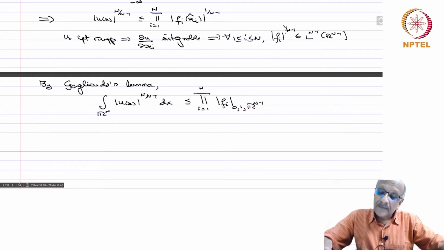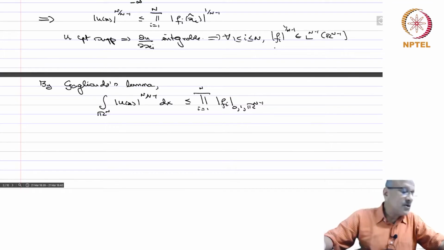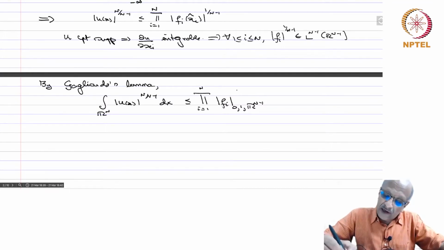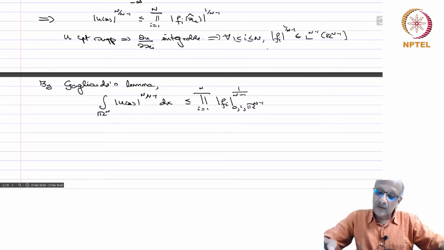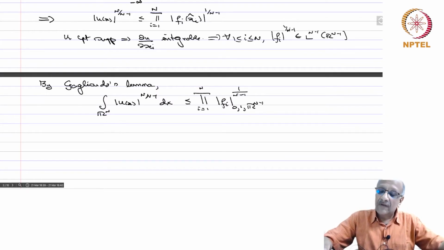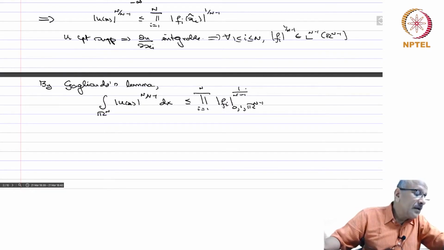So when I take the n minus 1 power, I will just get fi, integral fi, so that will give you the thing. But then I have to take the power of 1 by n minus 1, and therefore I will get here 1 by n minus 1 in the power. So I am taking the n minus 1 power of this, integrate, and then I have to take the 1 by n minus 1 power outside. Now if I take the n minus 1 power and integrate, I will just get the L1 norm, and then taking the 1 by n minus 1 power outside gives you this.